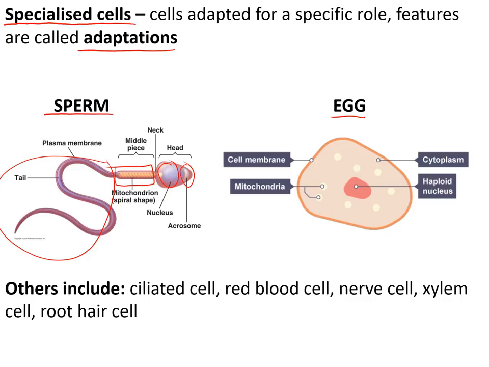The egg again has a haploid nucleus with only half the normal DNA. It has a thick jelly coat, and the jelly coat hardens when the first sperm cell penetrates it so that only one sperm cell can enter. And it has lots of mitochondria and lots of nutrients to give it energy to grow. There are lots of other specialized cells, including ciliated cells, red blood cells, nerve cells, xylem cells, and root hair cells.